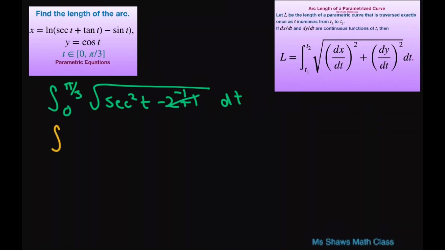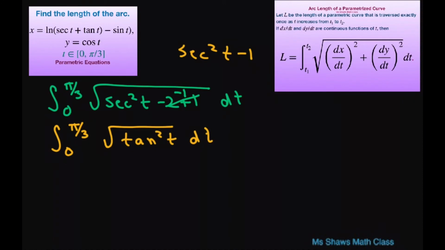Therefore, your integral now is going to be from 0 to pi divided by 3 of secant squared of t minus 1, which equals tan squared of t dt. All right, now, when you square root a square, you're still going to get the integral from 0 to pi divided by 3. This is just going to be tan of t dt.